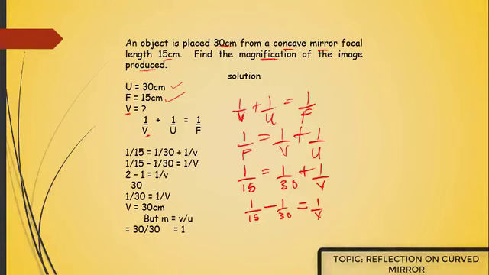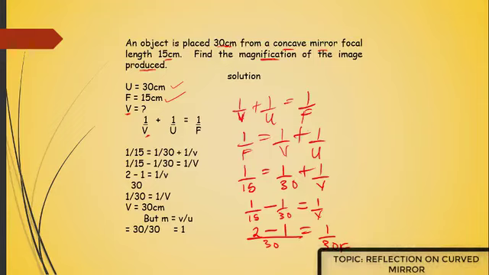At the end of the day, we just have to find the LCM of 15 and 30, which is 30, and rewrite them as equivalent fractions. 30 divided by 15 is 2, and 2 times 1 is 2. 30 divided by 30 is 1, and 1 times 1 is 1. 2 minus 1 is 1 over 30. So 1/v = 1/30, which means v is 30.